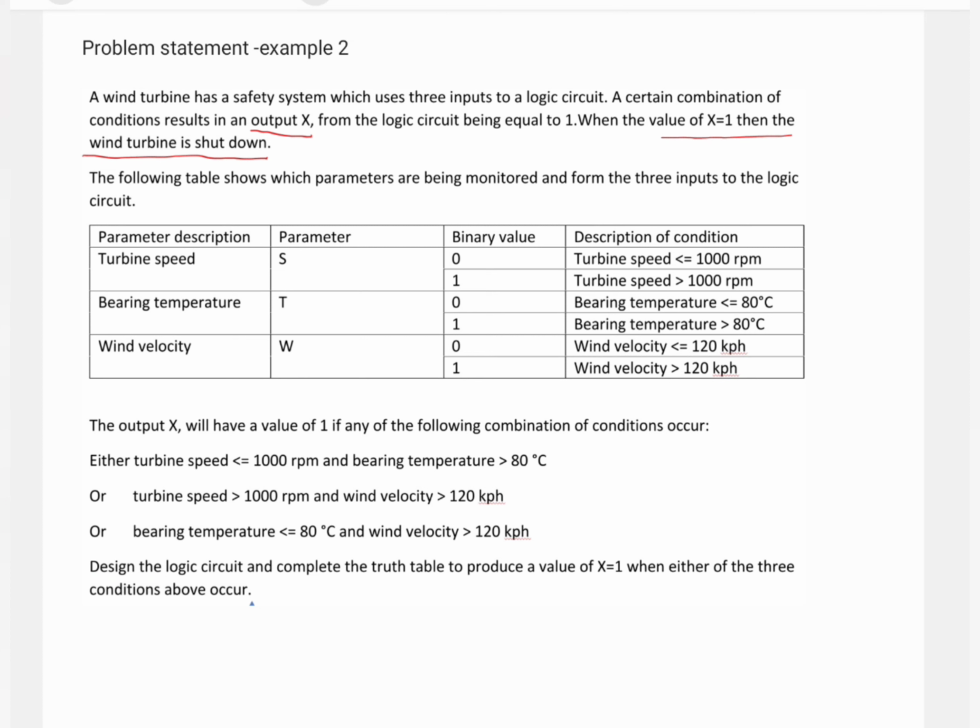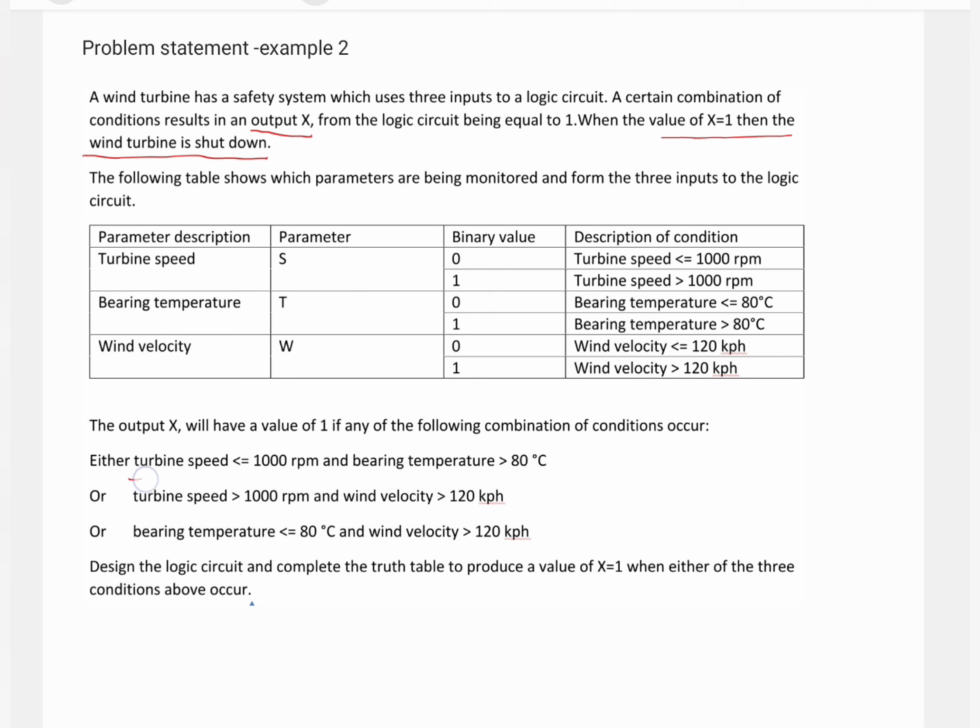So there are 3 combinations given over here. Let's try to solve this combination. It says either turbine speed is less than or equal to 1000 rotations per minute and bearing temperature is greater than 80 degrees centigrade. Let's try to put this into a logic expression.